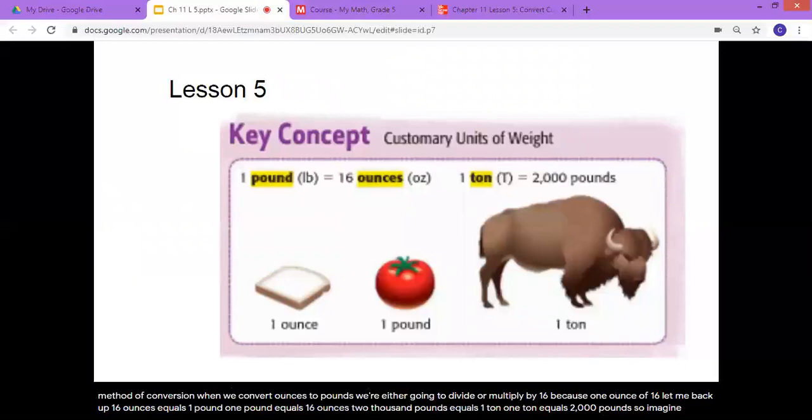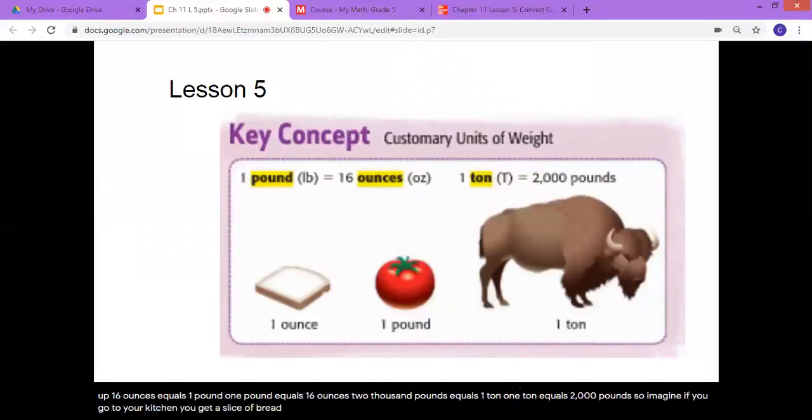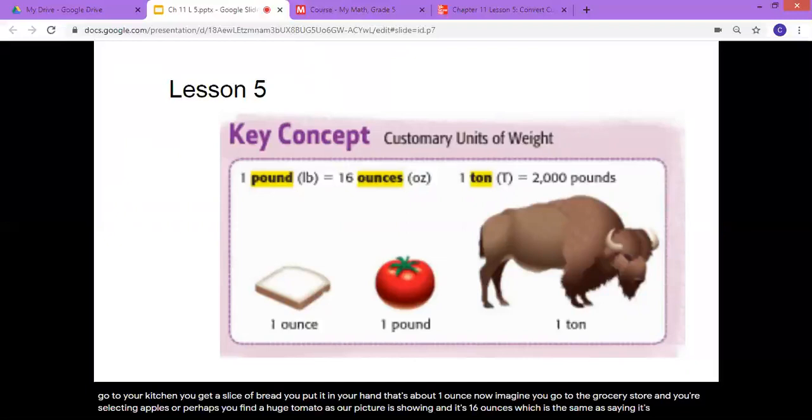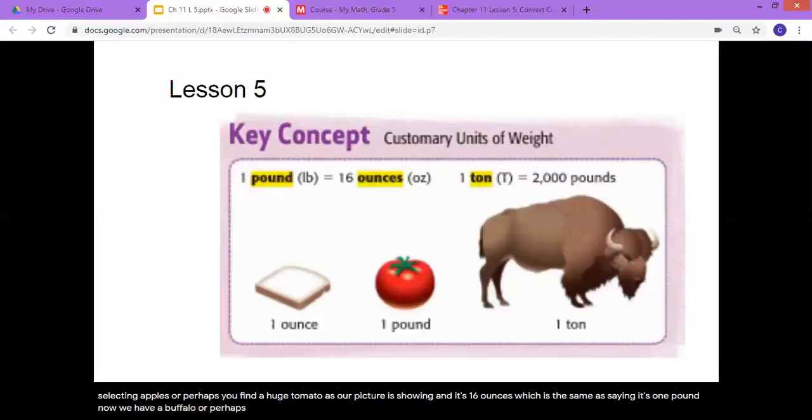So imagine if you go to your kitchen, you get a slice of bread, you put it in your hand, that's about 1 ounce. Now imagine you go to the grocery store and you're selecting apples, or perhaps you find a huge tomato as our picture is showing, and it's 16 ounces, which is the same as saying it's 1 pound. Now we have a buffalo, or perhaps imagine an elephant there, that equals 1 ton. 1 ton is equivalent to 2,000 pounds.